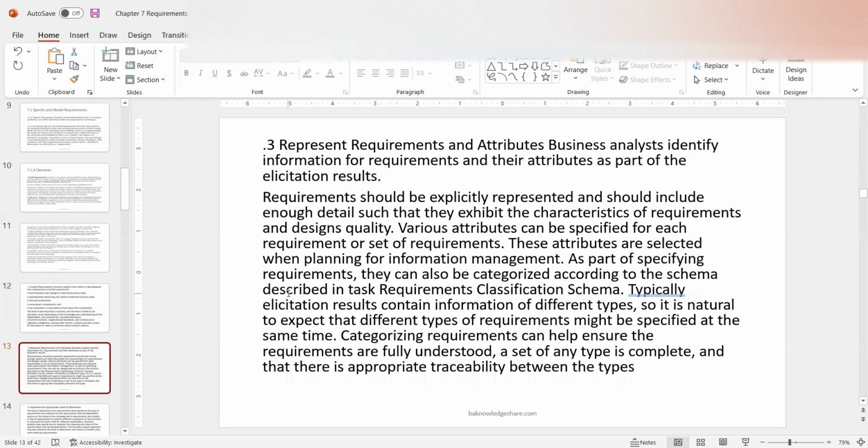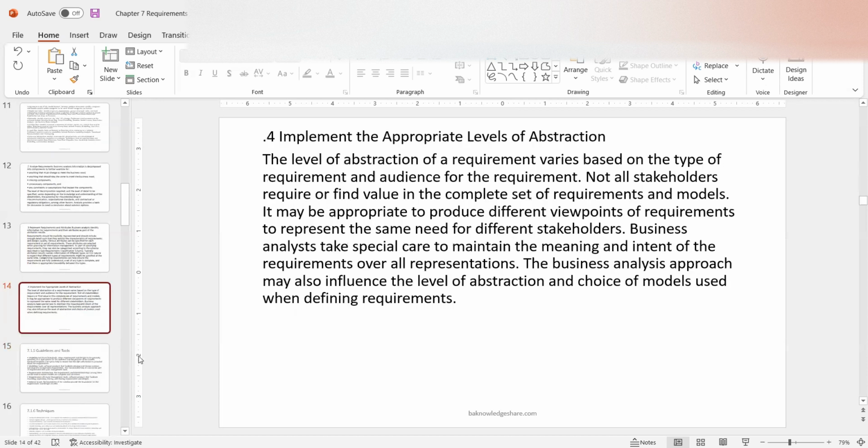Represent requirements and attributes. Business analysts identify information for requirements and their attributes as part of the elicitation results. And the last element is implement the appropriate levels of abstraction. This goes down to the breadth and the depth of the requirement.